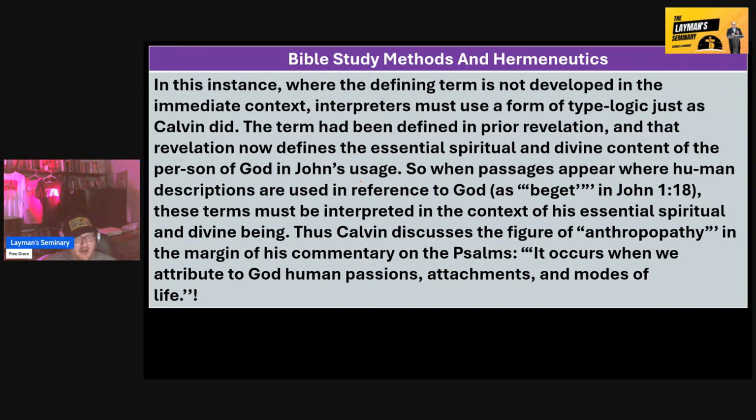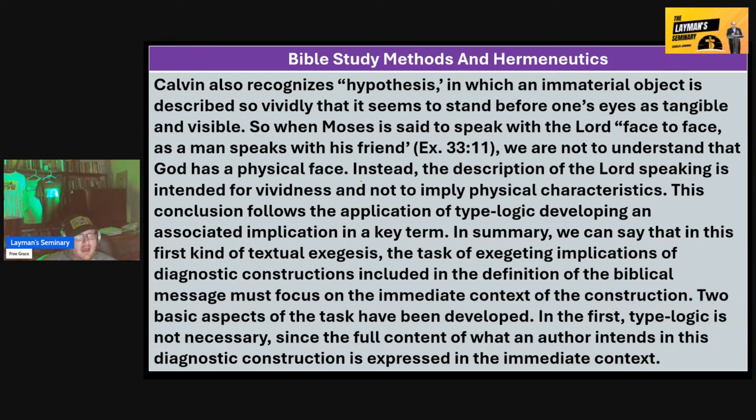Thus, Calvin discussed the figure of anthropopathy in the margin of his commentary on the Psalms. It occurs when we attribute to God human passions, attachments, and modes of life. Calvin also recognizes hypotyposis, in which an immaterial object is described so vividly that it seems to stand before one's eyes as tangible and visible. So when Moses is said to speak with the Lord face to face, as a man speaks with his friend, we are not to understand that God has a physical face. Instead, the description of the Lord speaking is intended for vividness and not to imply physical characteristics.